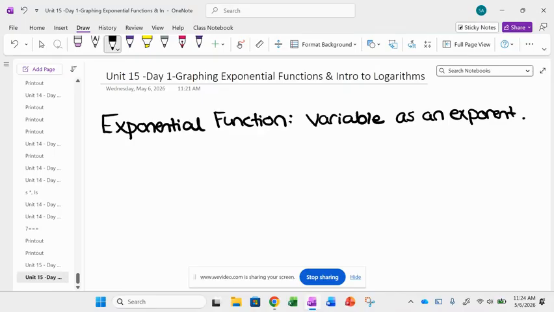Okay, an example of an exponential function would be something that looked like f of x is equal to b to the x. And now there's going to be a restriction on this. B must be greater than 0. And write that down, and then we'll talk about why.